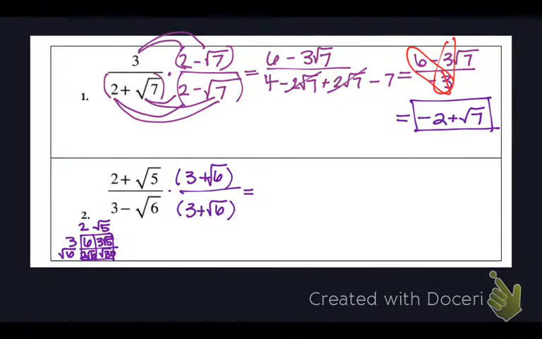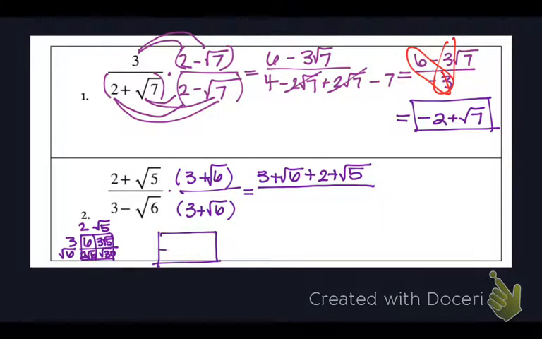So we would have 3 plus square root of 6. We can just take the numbers right off the sides of the boxes there. And then in the denominator, we would have a 3 and then a negative radical 6 and a 3 and a positive radical 6. So 3 times 3 is 9. We have 3 radical 6. This would be negative 6 because it's a negative and a positive, and then the square root of 36 is 6. And this one would be negative 3 square roots of 6.